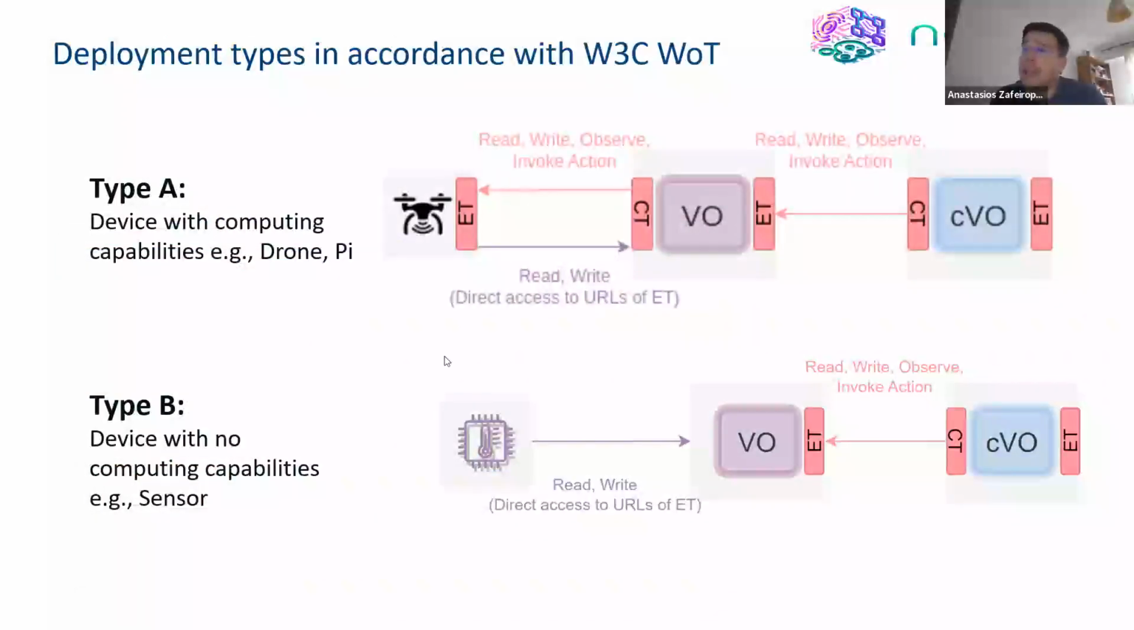So, for instance, in this case, as mentioned, we can have two types of deployment. In type A, we consider IoT devices that have computing capabilities, so they can host part of the software, and they can get also actions. So we define specific exposed interface and consume interface also with the device and between VOs and CVOs, and then for the application part. And in type B, the sensor is more dummy. It can provide data to the VO, and this data then can be consumed and exploited by the application part.